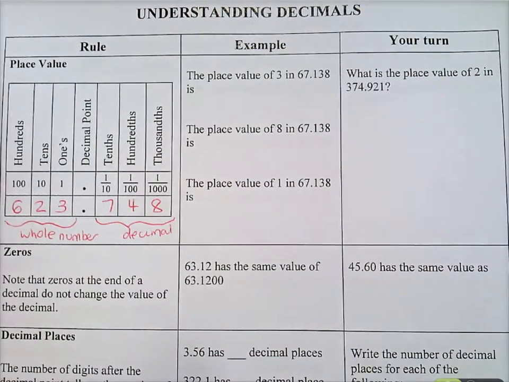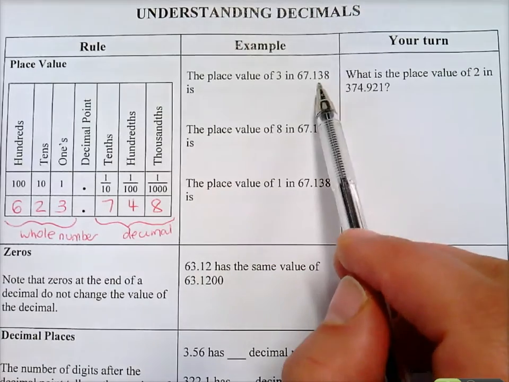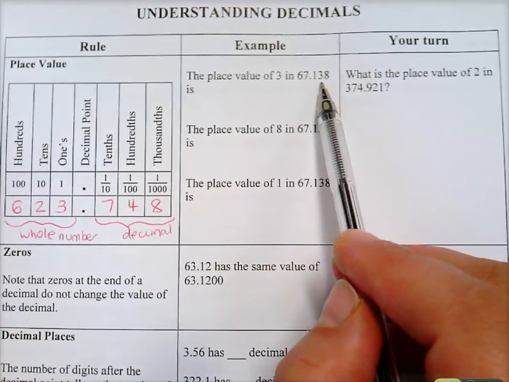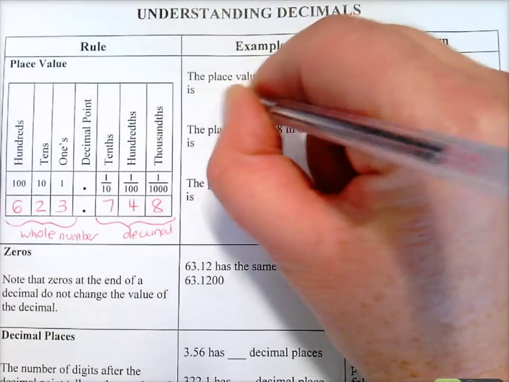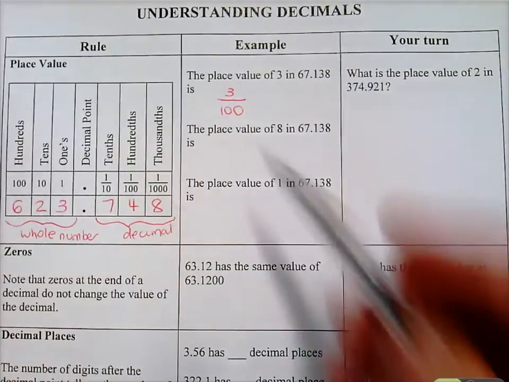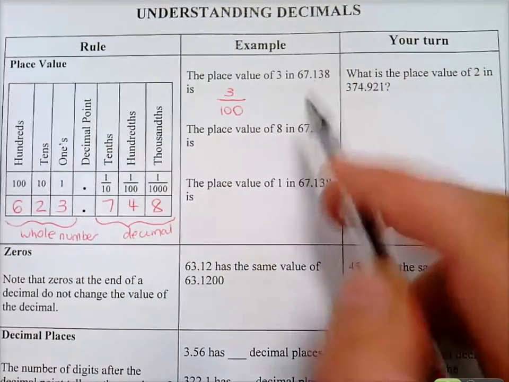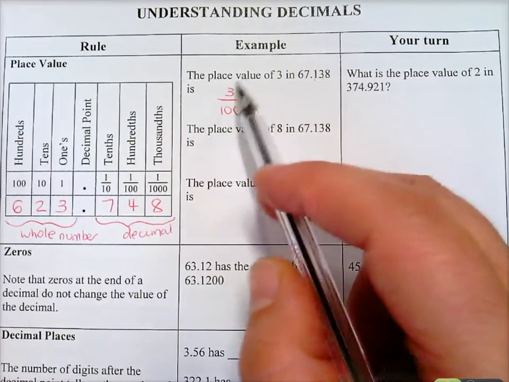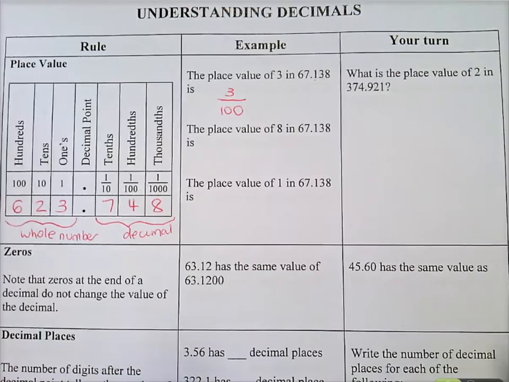So, we're going to do some examples here. Girls, what's the place value of 3 in this example here? Tenths, hundredths. So I write that it's worth 3 out of 100. Do you see that, girls? It's 3 hundredths. It is in the hundredths column, but that 3 is worth 3 out of 100.